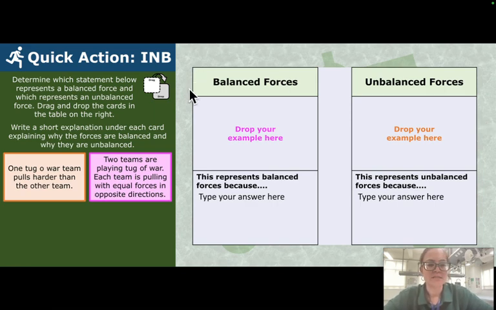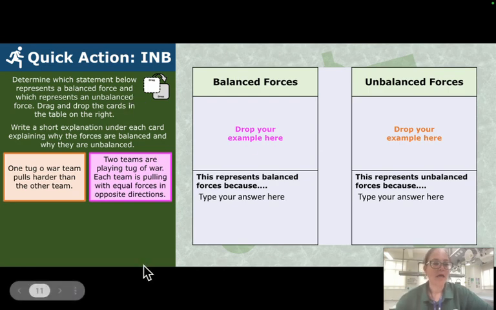Okay, so let's check on this too. So we're going to determine which statement below represents a balanced force and which one represents an unbalanced force. And we would drag and drop, but we can't do that. So we're also going to think about why the forces are balanced and why they are unbalanced. So which one would be balanced?